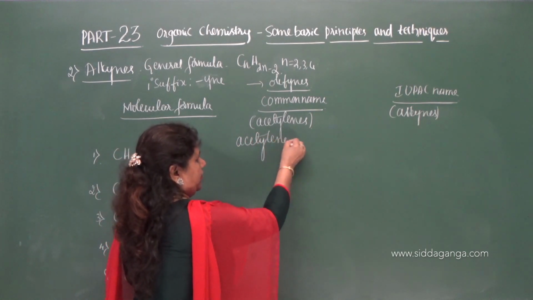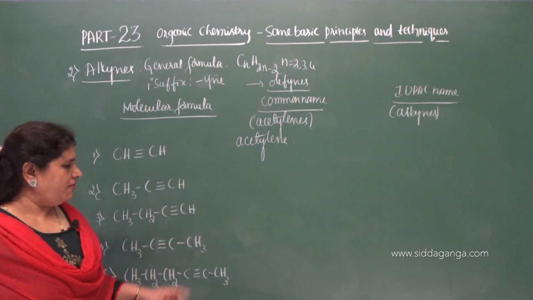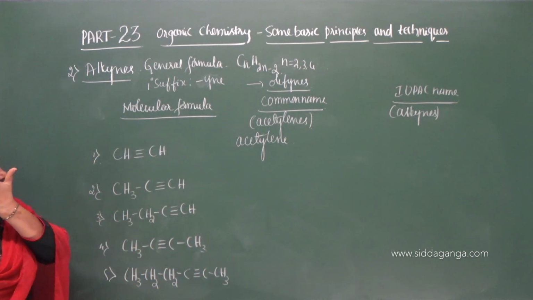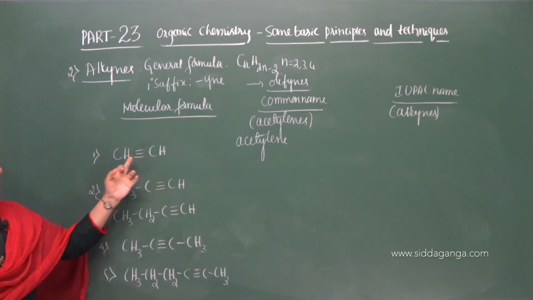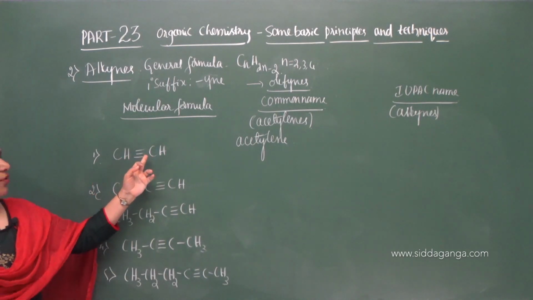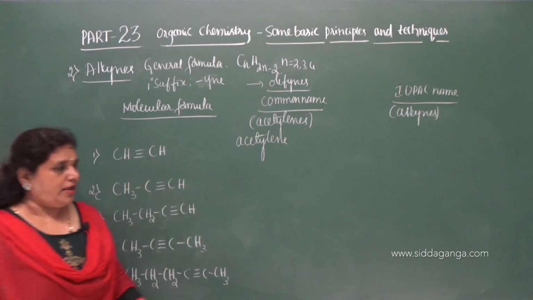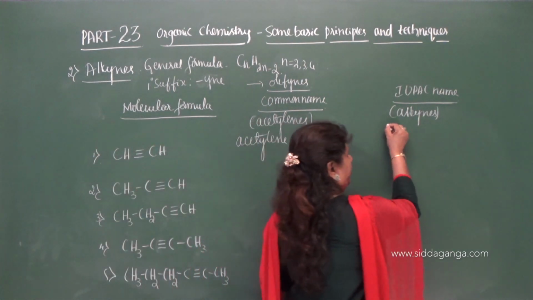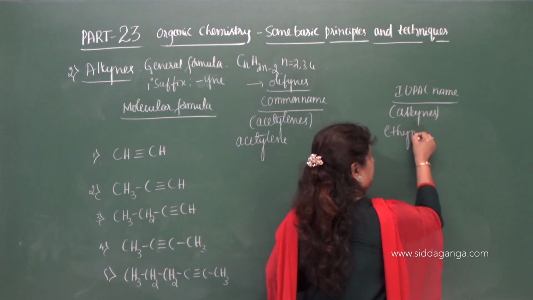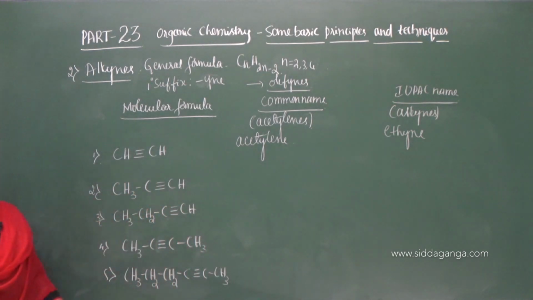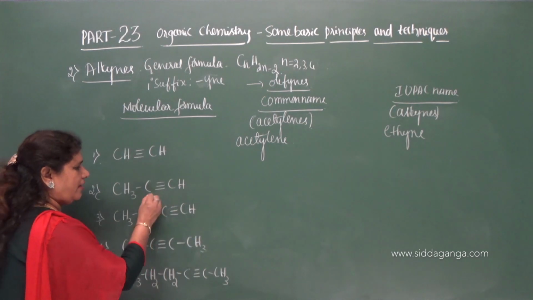Acetylene is the common name of the first member of the alkyne series. What is the IUPAC name? Two carbon atoms are there, so the root word will be eth and the secondary suffix will be yne. Therefore, the IUPAC name is ethyne.